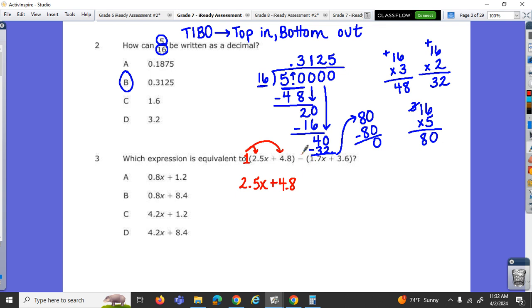But watch this one. So this is minus, or in other words, we're distributing a negative 1. To go under here, I ran out of room. So I want you to make sure with this one before you start combining like terms that you look at this as a negative 1.7x and a negative or minus 3.6. Okay, and now go for your CLT.